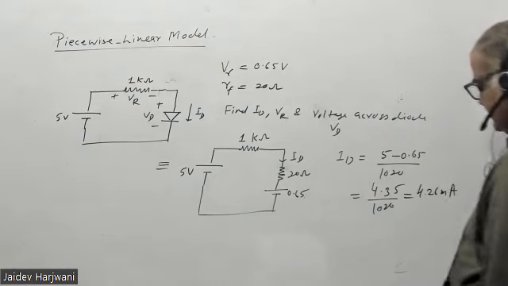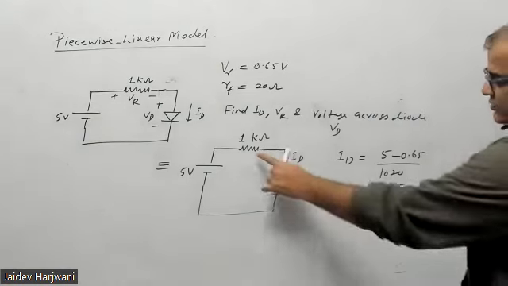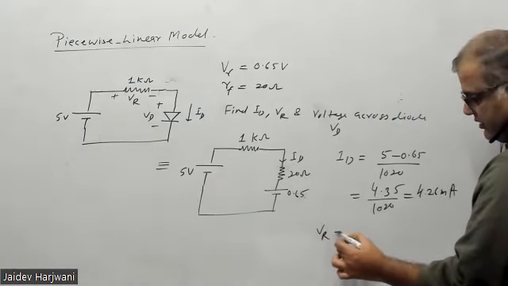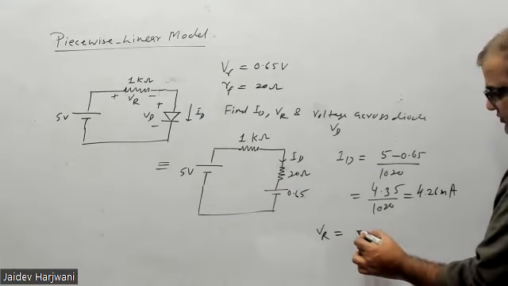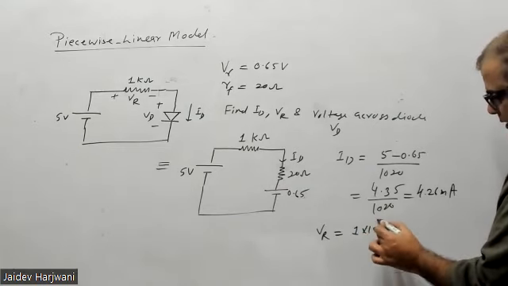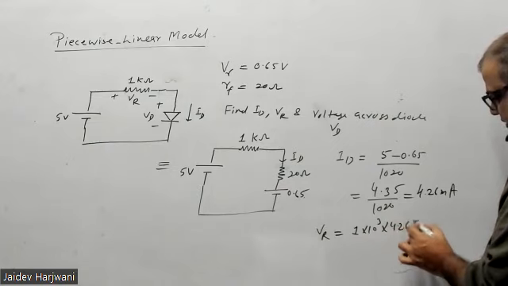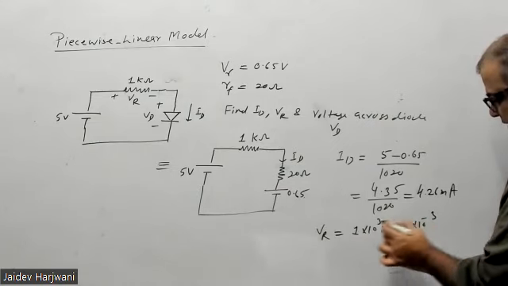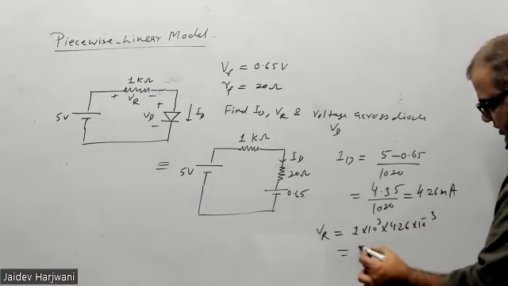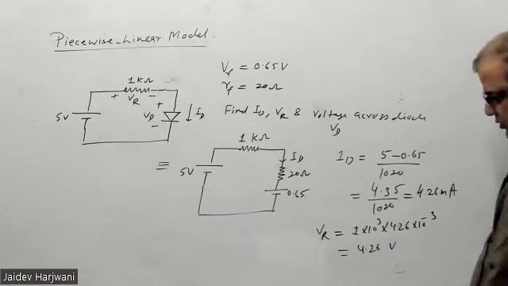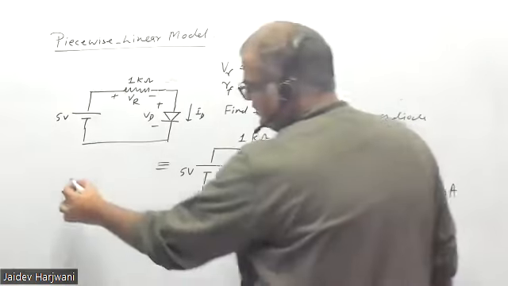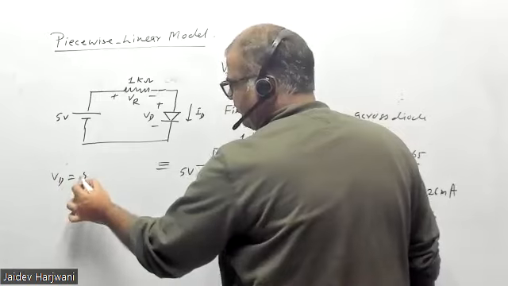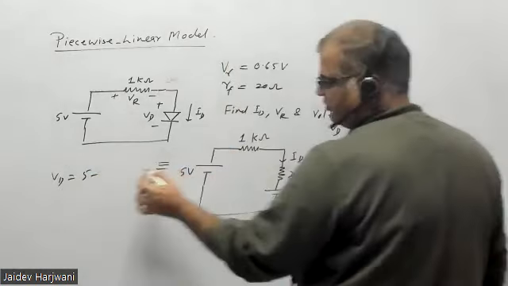Now you know the current, so you can find VR. How much will VR be? 1 kilo ohm into 4.26 milli ampere. The milli and kilo cancel, so you have 4.26 volt. And how much will the diode voltage come to? VD will be 5 minus this 4.26.